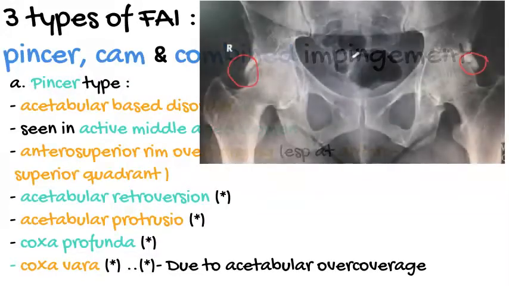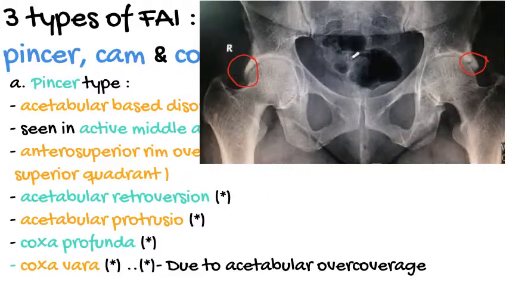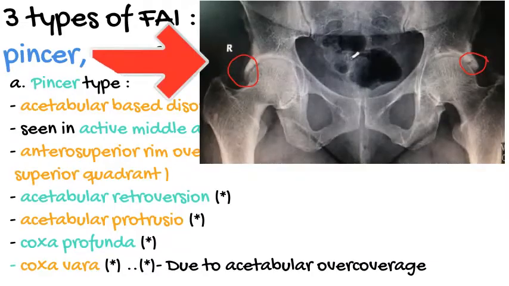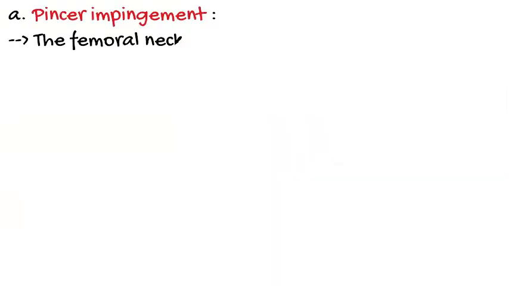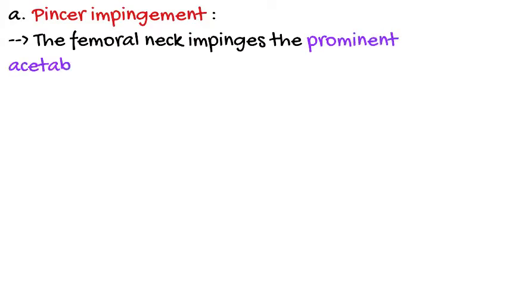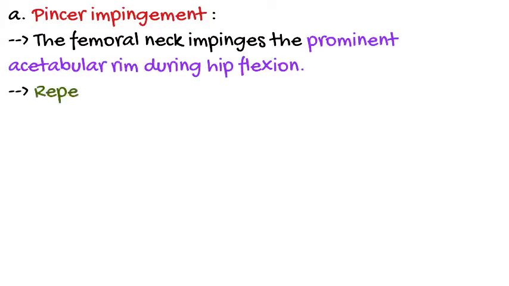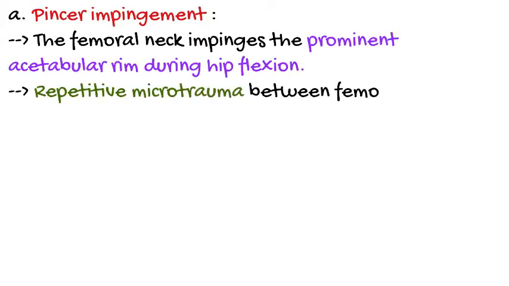In the pincer type of impingement, there is acetabular retroversion, acetabular protrusion, coxa profunda, and coxa vara. The asterisk mark shows that all of it is due to acetabular overcoverage. In pincer impingement, the femoral neck impinges on the prominent acetabular rim during hip flexion.